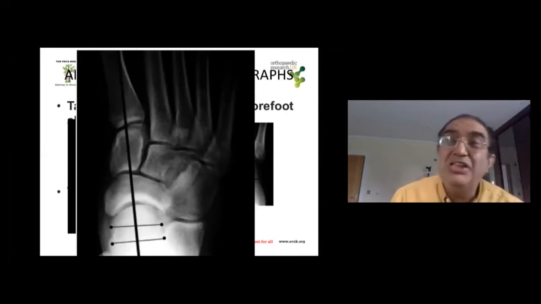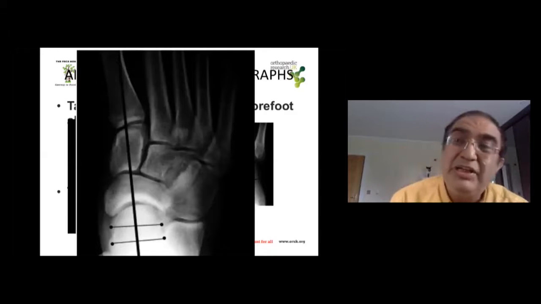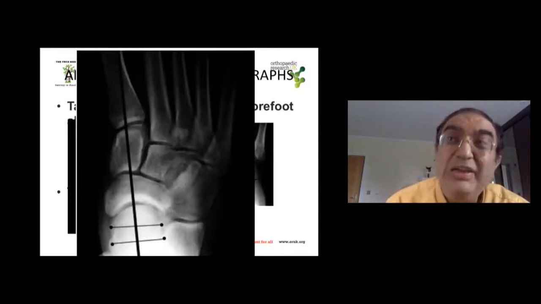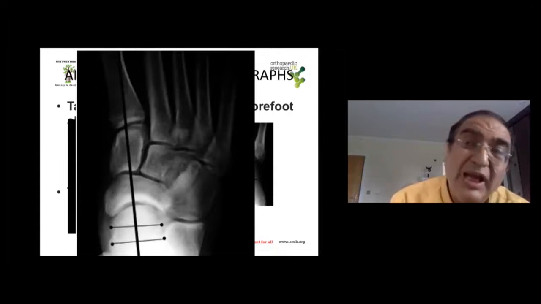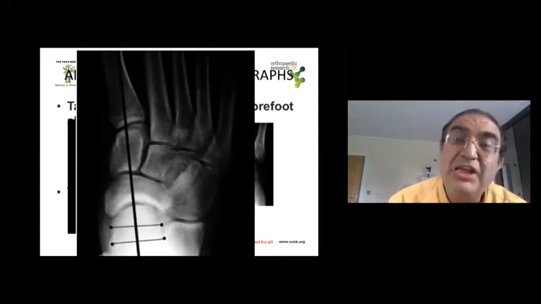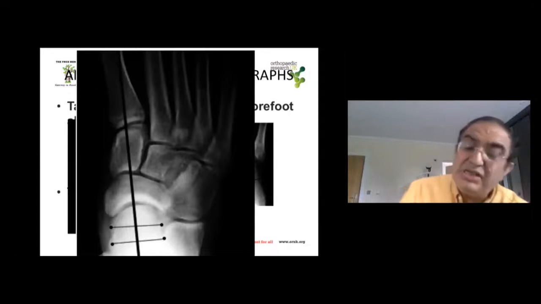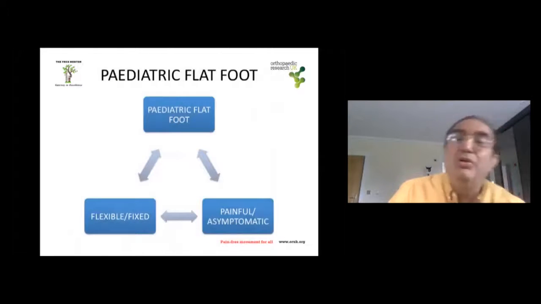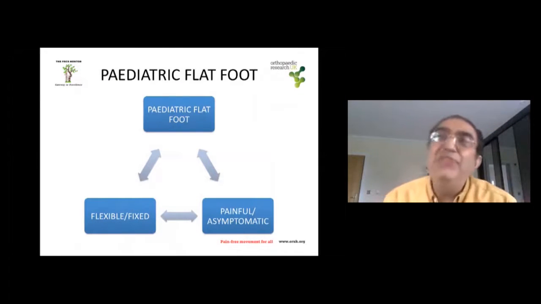And then you've got the talus first metatarsal angle. So normally the talus and the first metatarsal are collinear. But in the flat foot, because the talus deviates medially and the navicular goes laterally, the line through the talus goes medial to the first metatarsal. So this is called the talus first metatarsal angle. So these are the important angles which we need to know before we actually handle any flat foot.